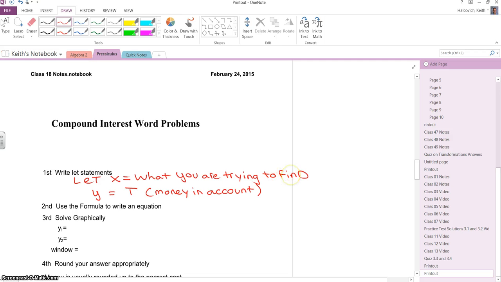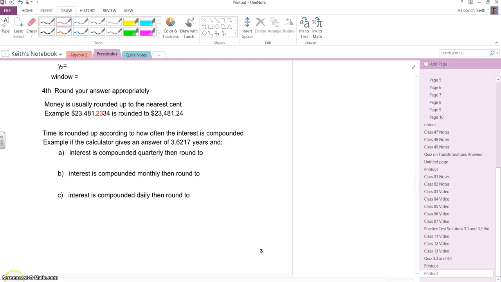Second, we're going to use a formula to write an equation. Third, we're going to come up with our y sub 1 or y sub 2 in our window. Then fourth, we're going to round. If our answer is in money, we're going to round up to the nearest cent. So if it's 0.2334, rounding up is going to make it 0.24 because anything after the second one causes us to round up.